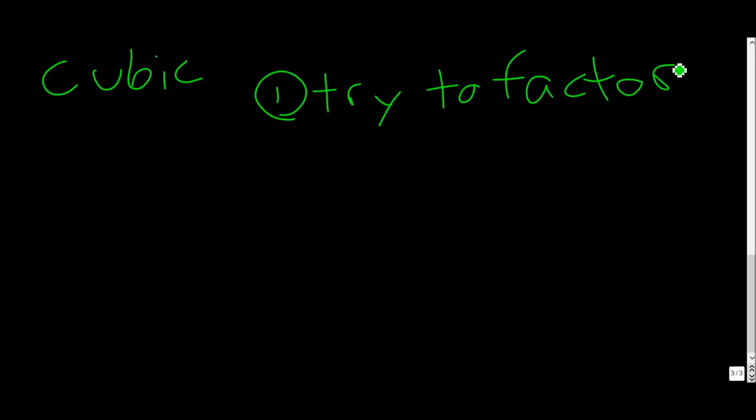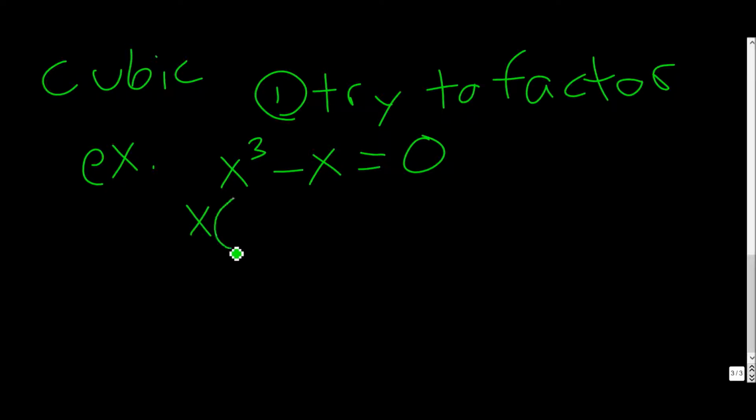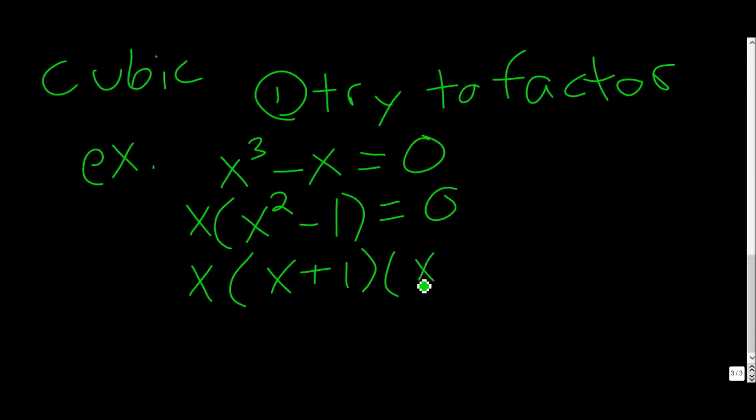Oftentimes, you'll see a cubic function will actually have a common factor throughout it. So, let's say an example being x cubed minus x equals 0. Well, this is a cubic function. You could try to factor out an x and get left with x squared minus 1, which is a quadratic, and so then you can factor from there. And that can help you figure out how to do these. Now, not all of them are like that, but always try to look for what's in common.